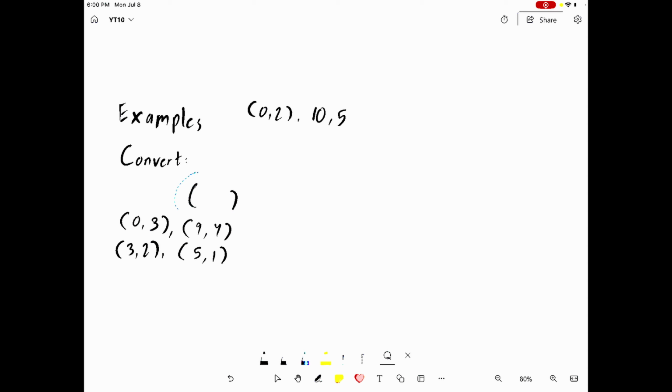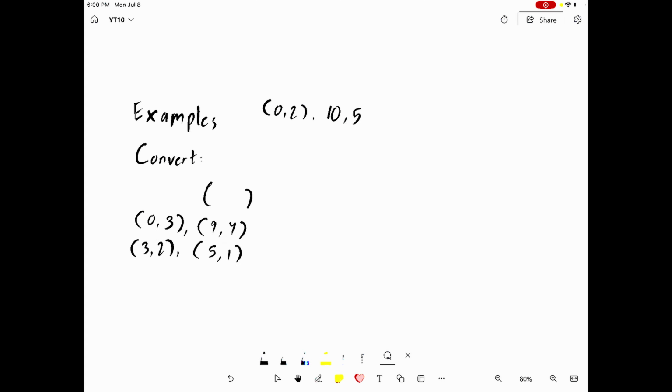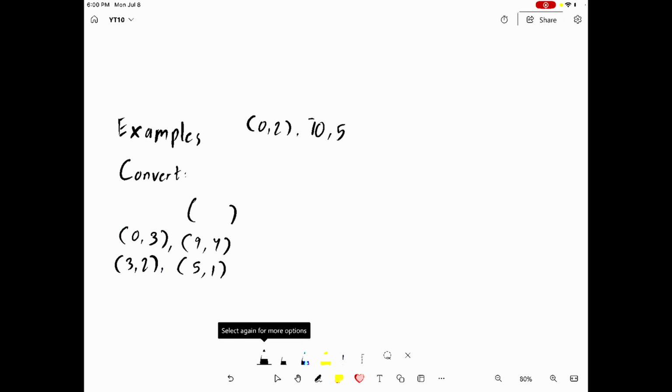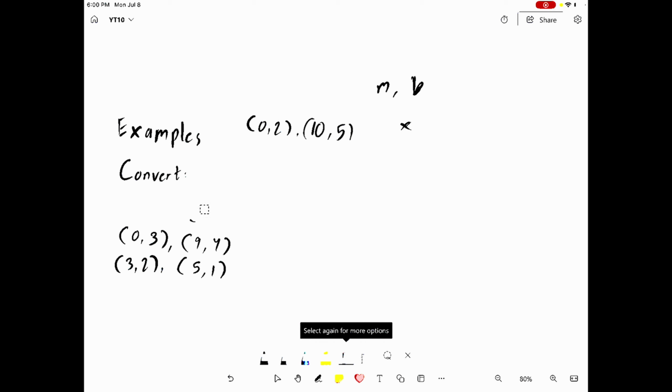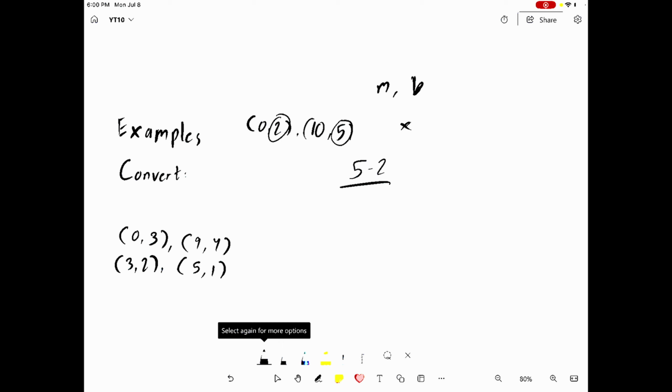And of course, slope-intercept form is y is equal to mx plus b. Y is equal to mx plus b can only be derived if we find out m and b. And of course, we're just going to have the x there. So let's first of all find out the slope. The slope is going to be y2 minus y1, so 5 minus 2, over x2 minus x1, 10 minus 0. So this is going to be 3 divided by 10. And that's going to be our slope.